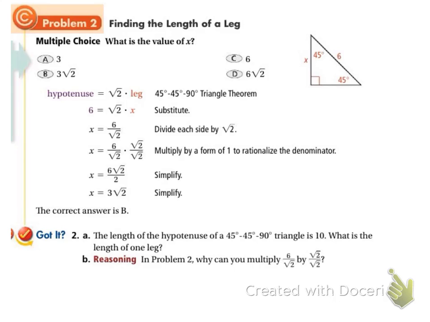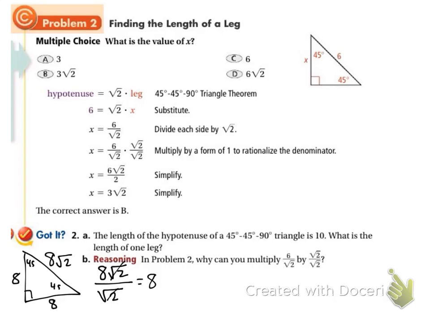So first let's try one before we do our got it problem. Let's say we have a 45, 45, 90. And let's say the hypotenuse is 8 square root 2. So to get from the hypotenuse to the leg, we need to divide by the square root of 2. So 8 square root of 2 divided by the square root of 2. Well, these square root of 2 are just going to cancel off, and our leg is going to be 8. So these are both 8.